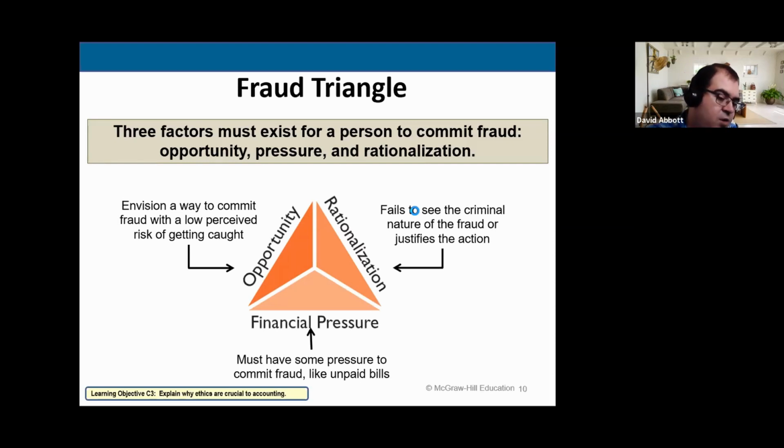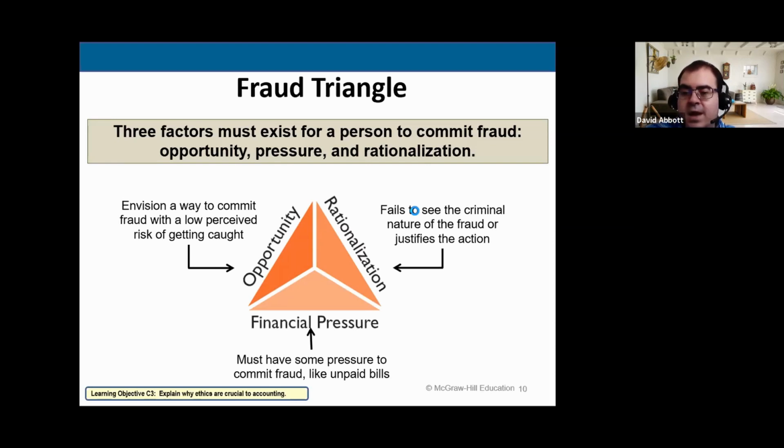So opportunity: the person has to be able to commit it with a low perceived risk of getting caught. So for example, for this guy, he thought he could go on the computer, he could put in false things. He thought he'd never get caught doing that. He had pressure or the incentive. The person must have pressure or the incentive to commit fraud, like unpaid bills or addictions.